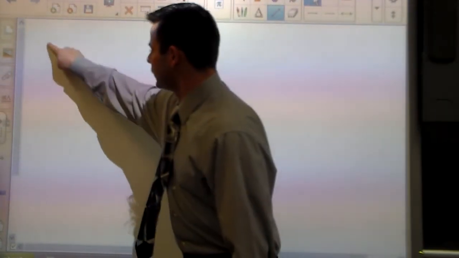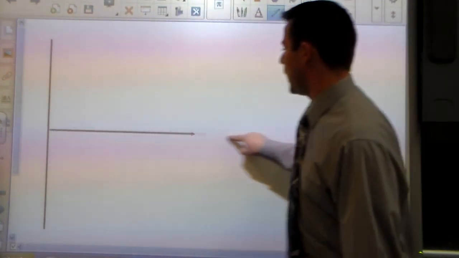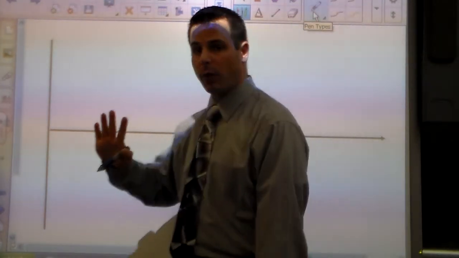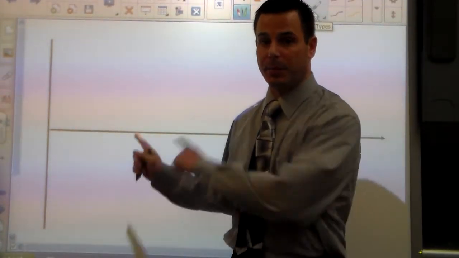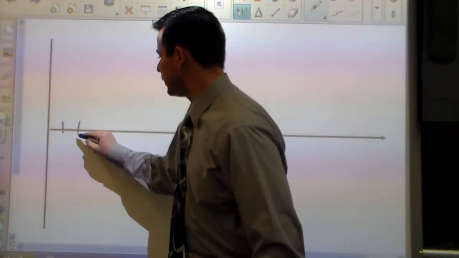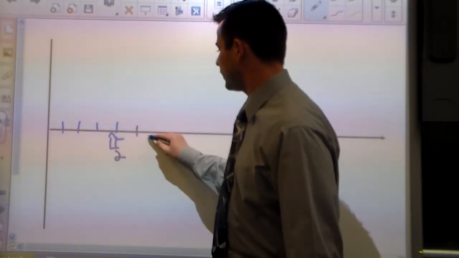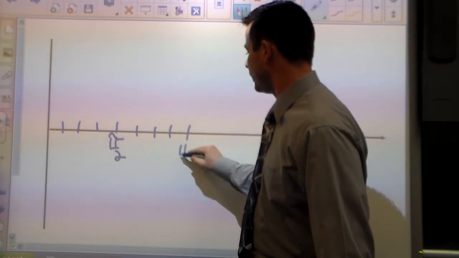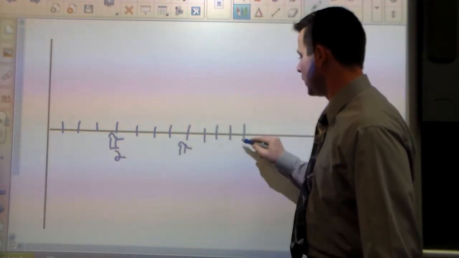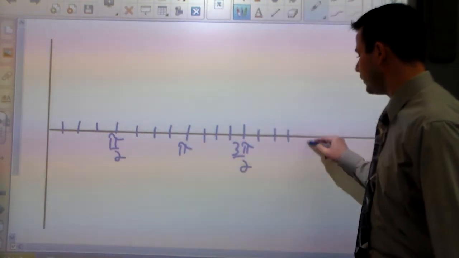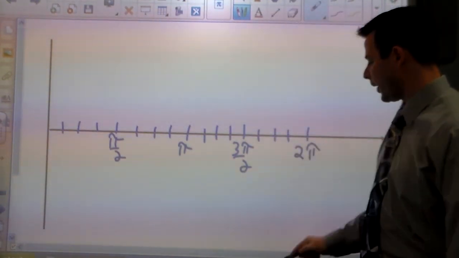Let's set up a set of axes. And let's set up our x-axis just like we did with regular sine and cosine. Each 4 boxes represents 90 degrees, but put it in radian measure. So 1, 2, 3, 4, pi over 2. 1, 2, 3, 4, pi. 3 pi over 2. And 1, 2, 3, 4, 2 pi.